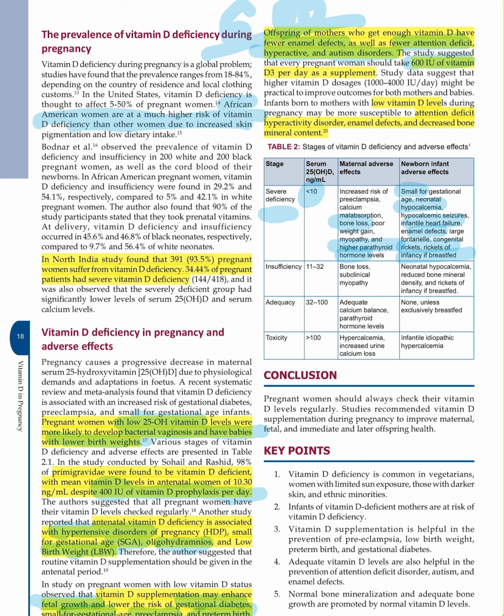Insufficiency is 11 to 32, where it should be 20. Then you also have bone loss in neonates, hypocalcemia, and reduced bone mineral density. Adequate is 32 to 100 nanograms per ml, with no effect on calcium balance or parathyroid hormones, unless exclusively breastfed. Toxicity is more than 100: hypercalcemia and increased urine loss. In neonates and infants, you have infantile idiopathic hypercalcemia.